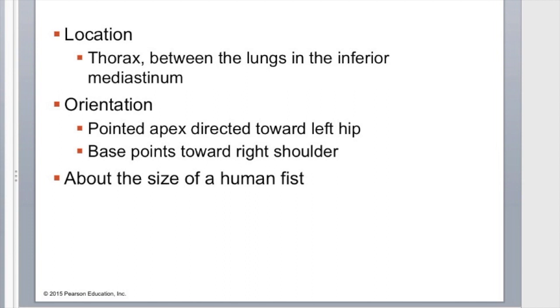So let's talk about the location. It's located in your thorax, in between your lungs, the right and left lobes of the lungs. Its apex, or the tip of it, is actually down. It's opposite to what you would think. So its apex points down towards your left hip, and its base points upward towards your right shoulder. So it sits kitty corner across your chest, between the right and left lobes of your lungs, and it is about the size of your fist.